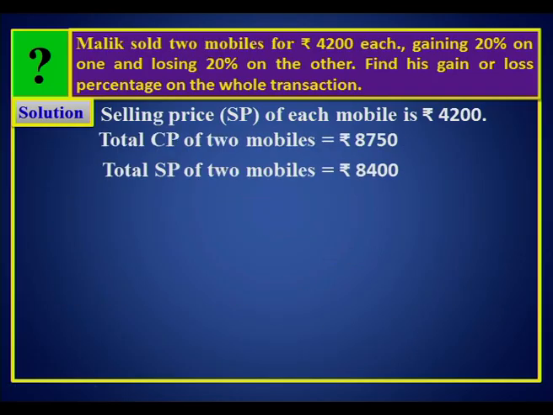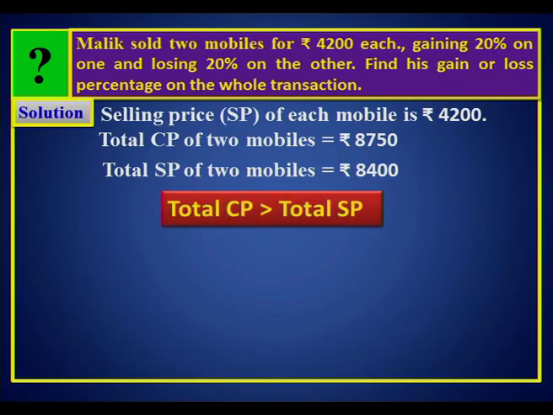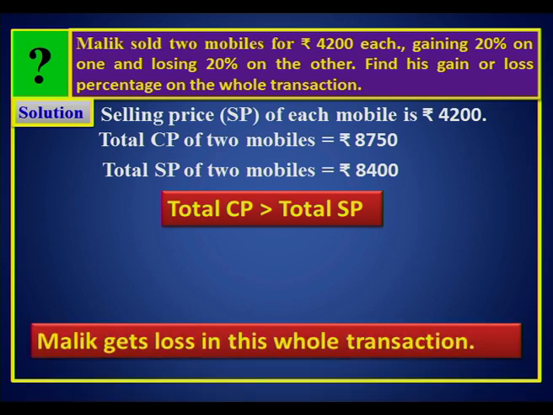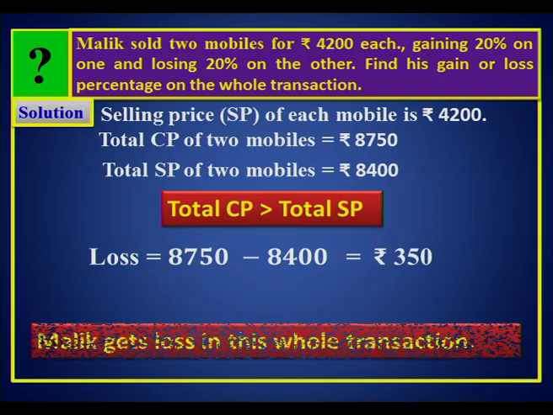Now, let us compare the total selling price and total cost price. Yes, we notice total cost price is more than the total selling price. Therefore, Malik will get a loss in this whole transaction. Now, let us find out his loss and also the loss percentage. So, loss is given by CP minus SP, that is 8750 minus 8400. So, what do you get, children, on subtracting these two? Yes, we get 350 rupees.